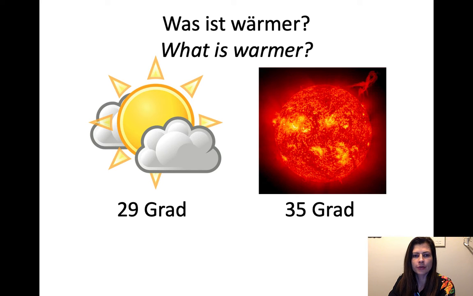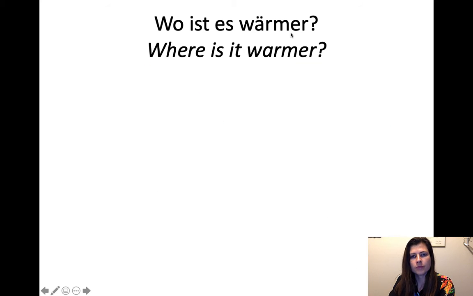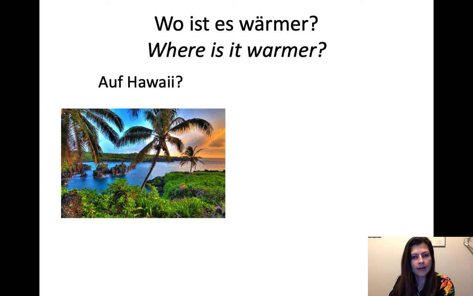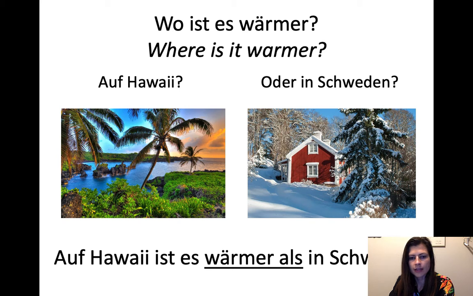Was ist wärmer? We have 29 Grad, or maybe 35 Grad. Was ist wärmer? What is warmer? 29 Grad ist warm, aber 35 Grad ist wärmer als 29 Grad. So we go from warm, that's the normal adjective, but then wärmer is the comparative, saying warmer. Wo ist es wärmer? Where is it warmer? Auf Hawaii oder in Schweden? Auf Hawaii ist es wärmer als in Schweden. So on Hawaii it is warmer than in Sweden. Wärmer als. So we go from warm to wärmer.